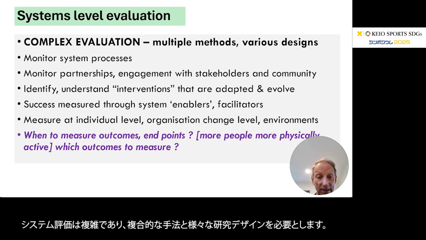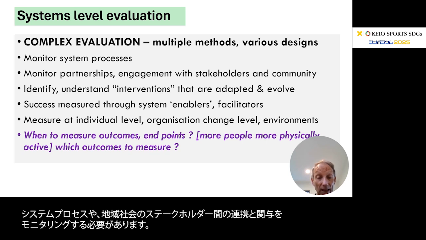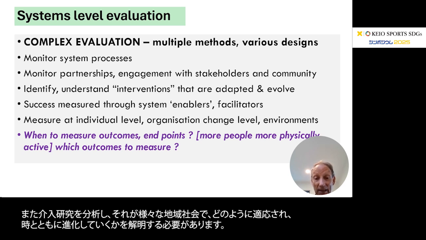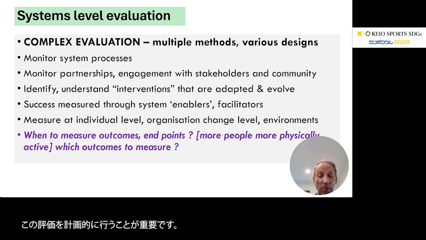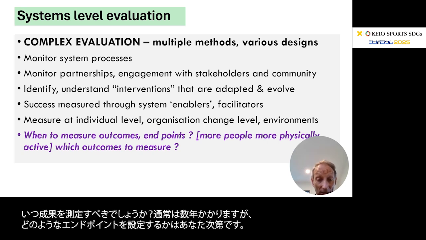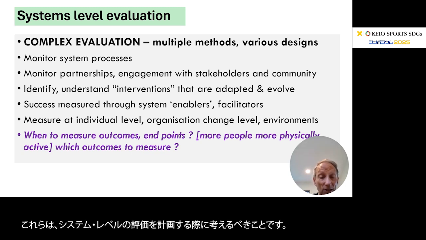Systems evaluation is complex, requiring multiple methods and various research designs. You have to monitor system processes, monitor partnerships and engagement with stakeholders and the community, understand the interventions and how they are adapted and evolve over time in different communities, measure success through system enablers, things that support the system, and measure change at the individual, organizational, and environmental level. It's important to plan this evaluation. When should you be measuring outcomes? Usually it takes several years. When are the endpoints, and what endpoints should you choose? Obviously, we all want more people to be more physically active, but when are we going to measure each outcome, and how are we going to measure that? These are considerations, things to think about in planning your systems level evaluation.